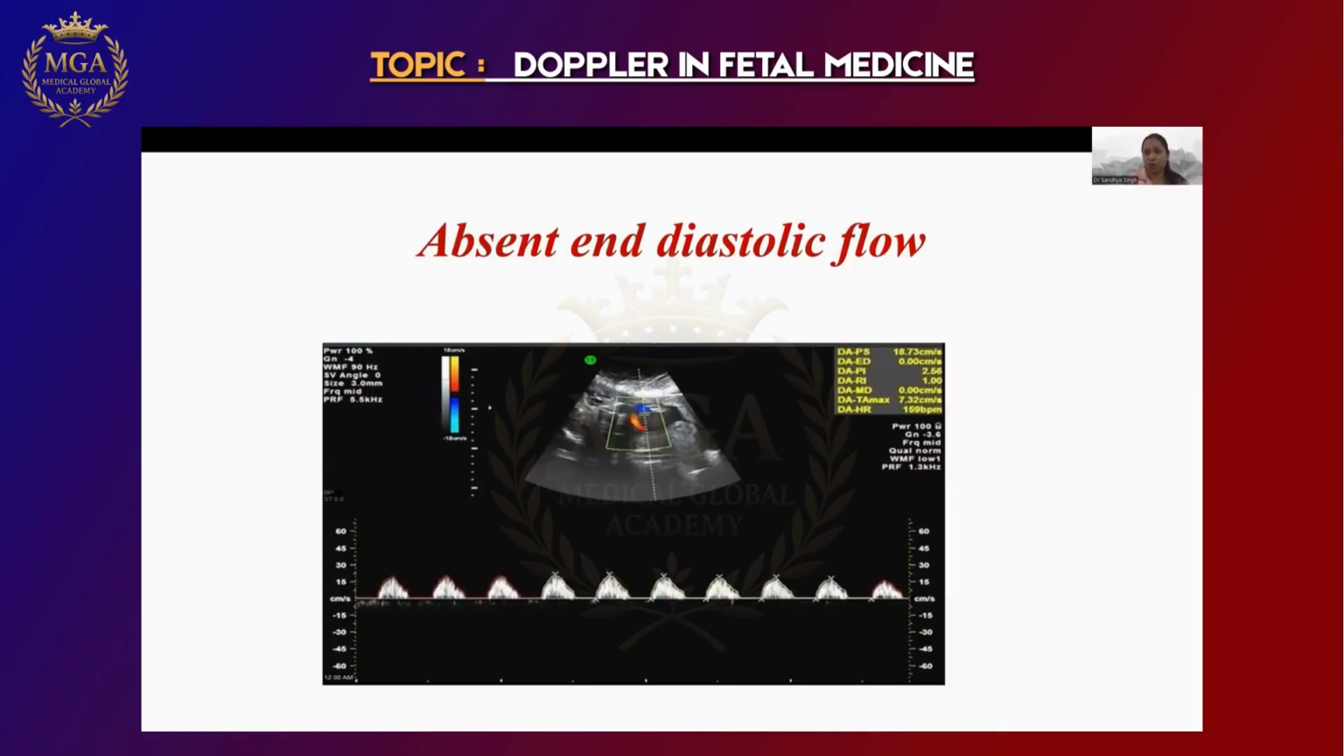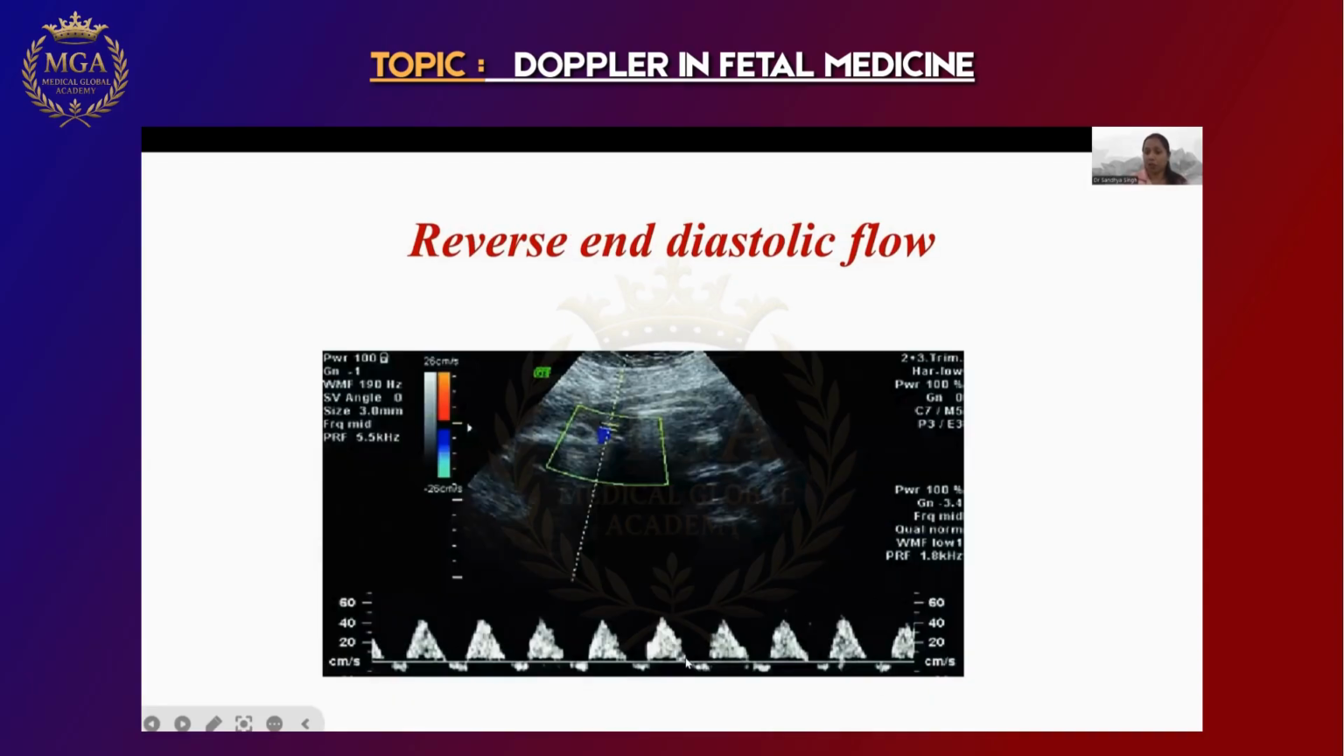Now, I hope you all can identify this image very well. What is this? No flow in the diastole. That is absent end diastolic flow. What is here? Here, instead of absent, the blood flow is reversed. Do you understand this? Why does this happen?